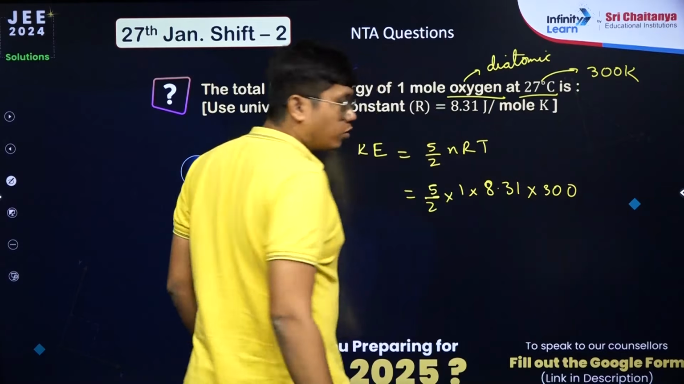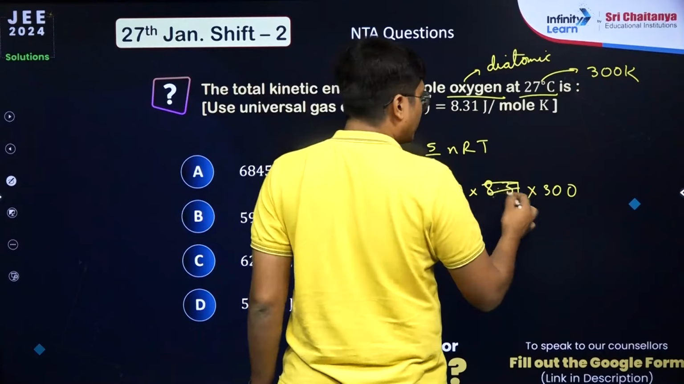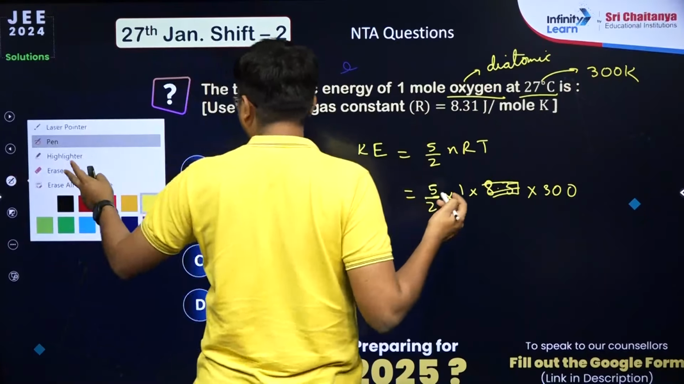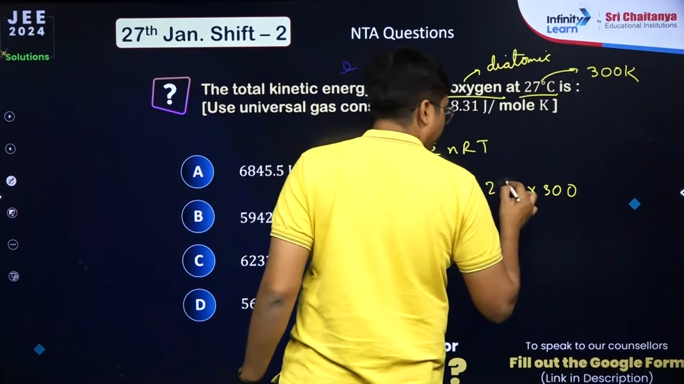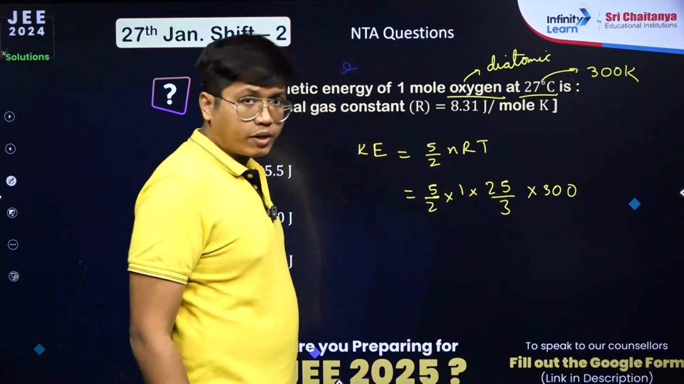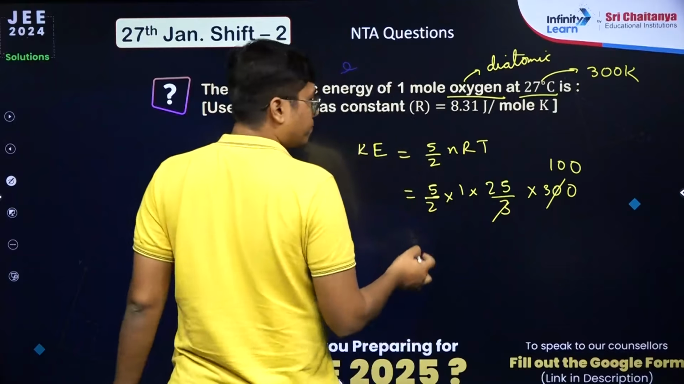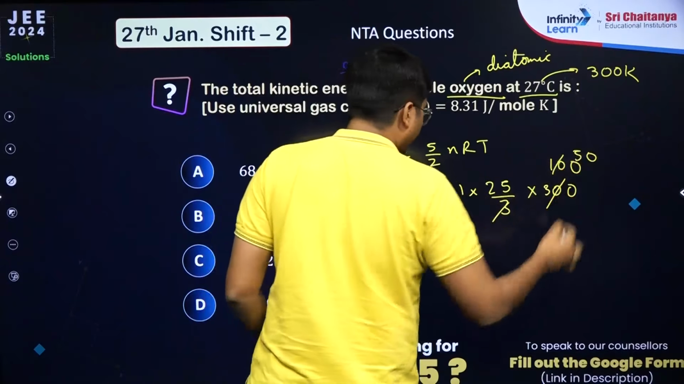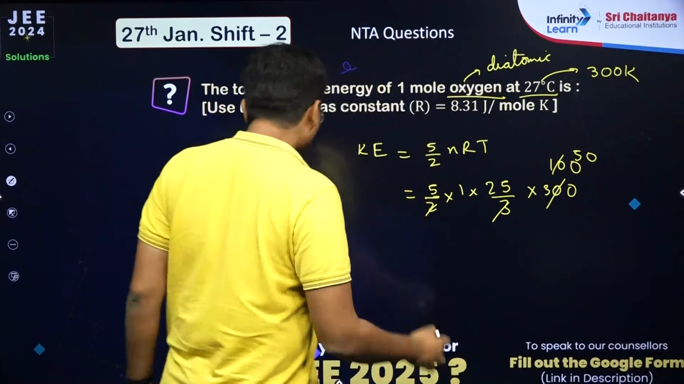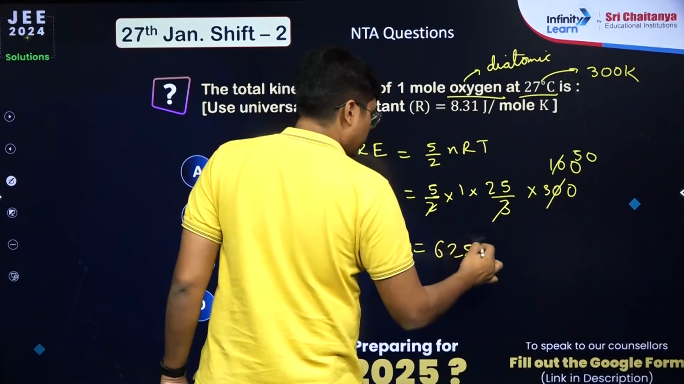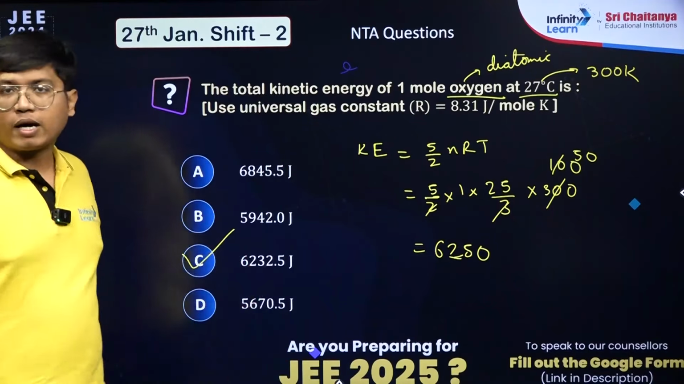If you want to help with your calculations to get to a roughly correct point, you can forget about this 8.31 and instead represent the universal gas constant as roughly 25 by 3. That's an approximation that you can use. If you do that, take this out, leaves behind 100, leaves behind a 50. So 5 into 25 is 125, 125 into 50 is going to give you 6250. The only possible option close to it is option C. You can right away mark it over there.